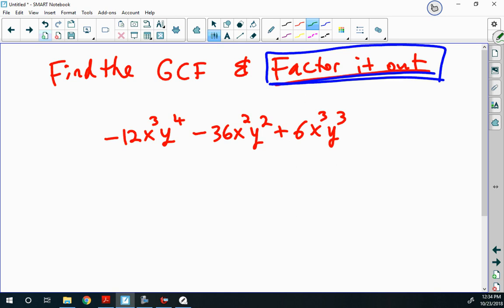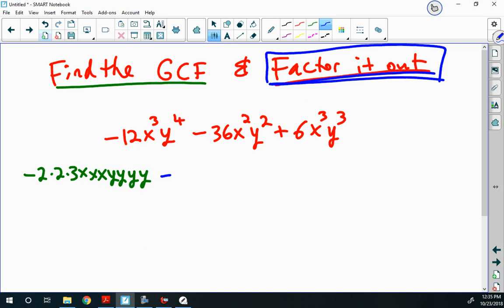So the first thing we're going to be doing is finding the GCF. So let's see, this is negative 2 times 2. That's 4 times 3, x, x, x, y, y, y, y. All right, that's the first term. Everybody agree with that? Do you see how I expanded that first term out? It's really cool if you do that. Something awesome happens.